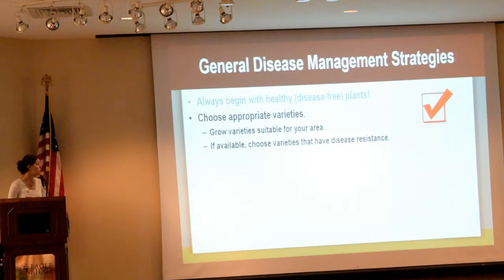You also want to choose appropriate varieties. So on here I say grow varieties that are suitable for your area. This is from another presentation where I was talking about field crops, but this can apply to greenhouses as well. There are certain varieties of tomato that are bred and that do well in a greenhouse. So you want to choose a variety that does well in the greenhouse, because a happy plant can be a healthy plant, and a healthy plant can better fend off pathogens. And then I also have that if they're available, you want to choose varieties that have disease resistance. Resistance is the ideal method for combating disease.